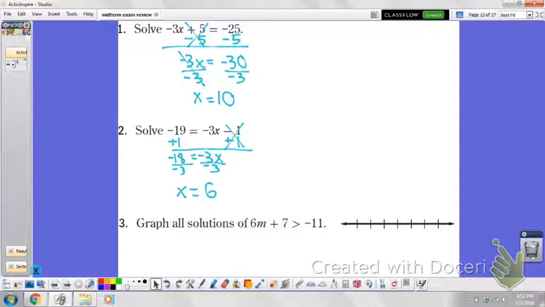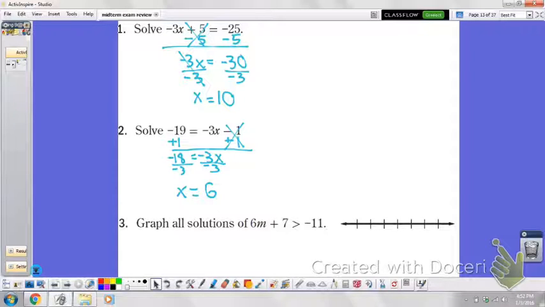Now, both of these, we can check our solution by substituting the x value back into the original equation. And if it is correct, we will get a true statement. And if it is incorrect, we get a false statement. And you have to go back and check your solution.